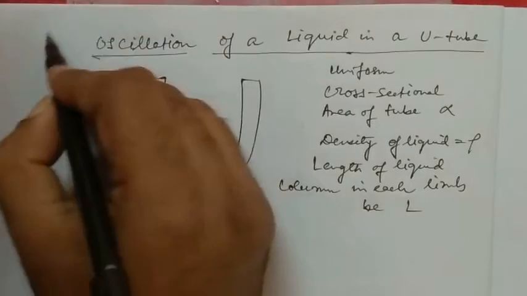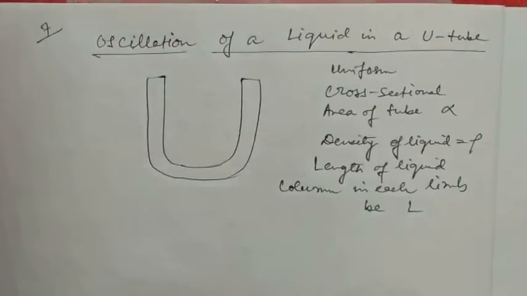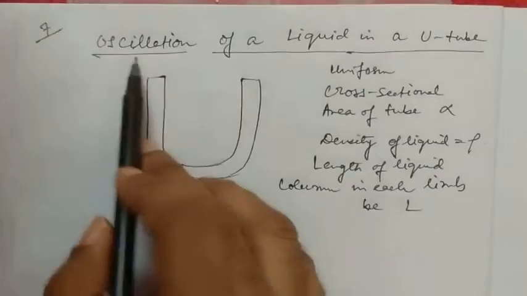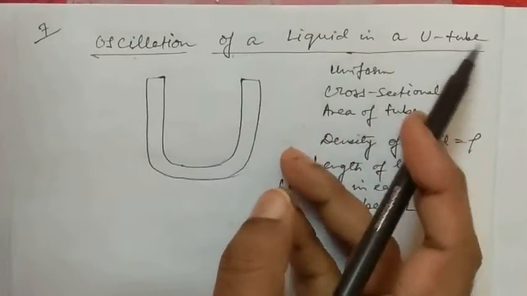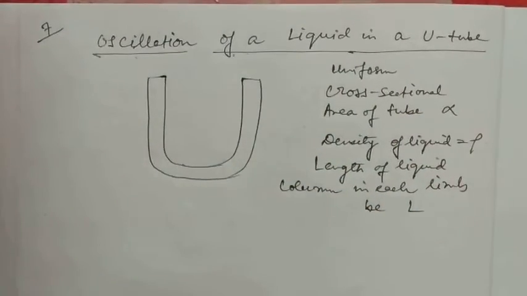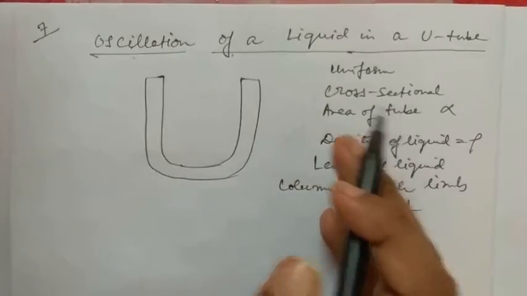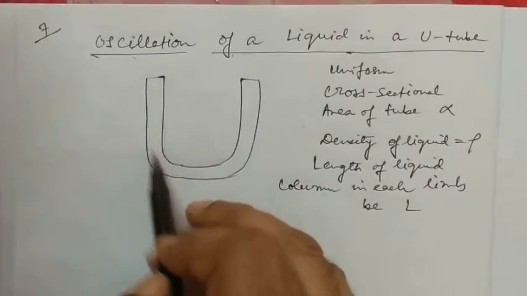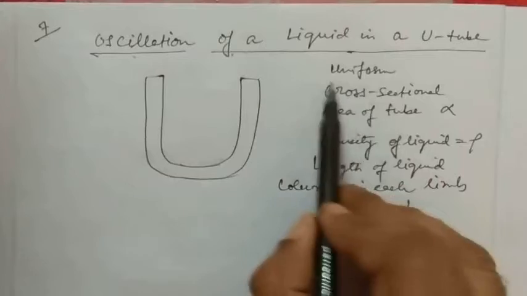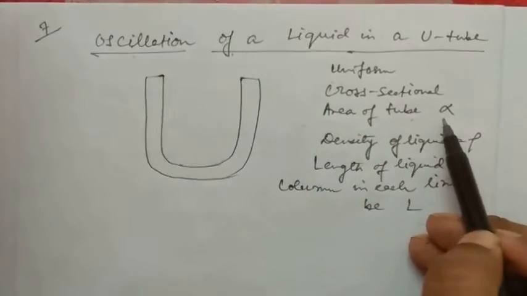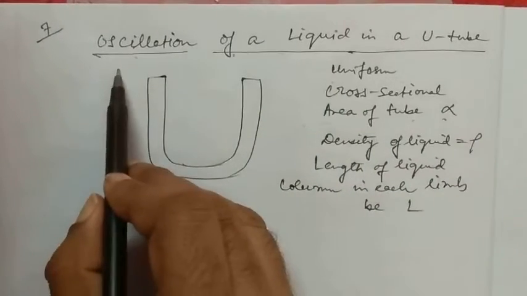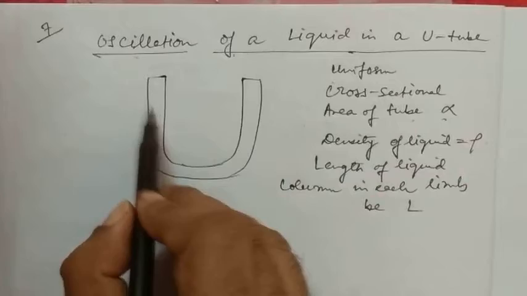Let's start with the seventh video. First topic: oscillation of a liquid in a U-tube. Now consider a U-tube. This is a U-tube which doesn't look like a U-tube. Consider a U-tube of uniform cross-sectional area alpha. We pour a liquid of density rho into this tube.